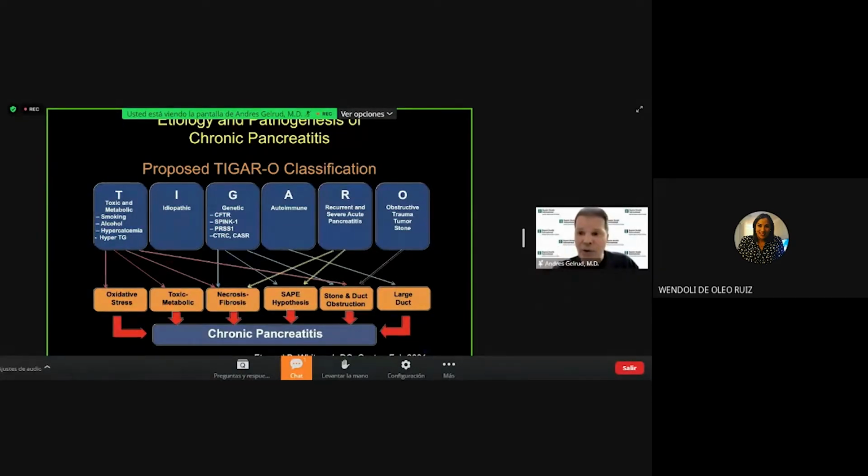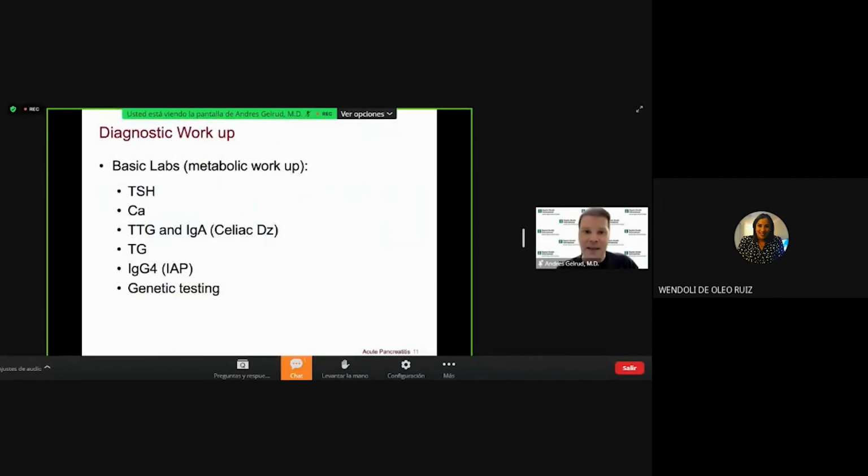You have A for autoimmune, that used to be one of the new kids on the block. Now we're seeing this with much more frequency. We're recognizing this entity, and this is something that we treat with steroids. Recurrent acute or severe acute pancreatitis. And O, you have trauma, tumor, stones for obstruction. So just remember that, because these are all different etiologies, that if you make an early diagnosis, you may change the disease progression. Just keep that in mind.